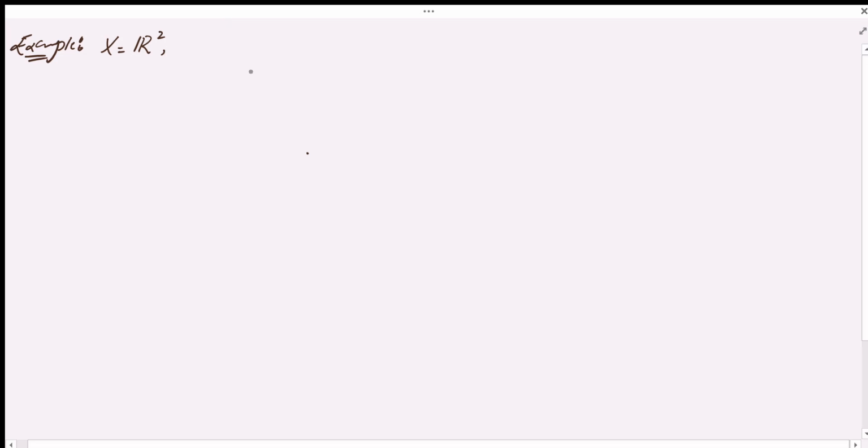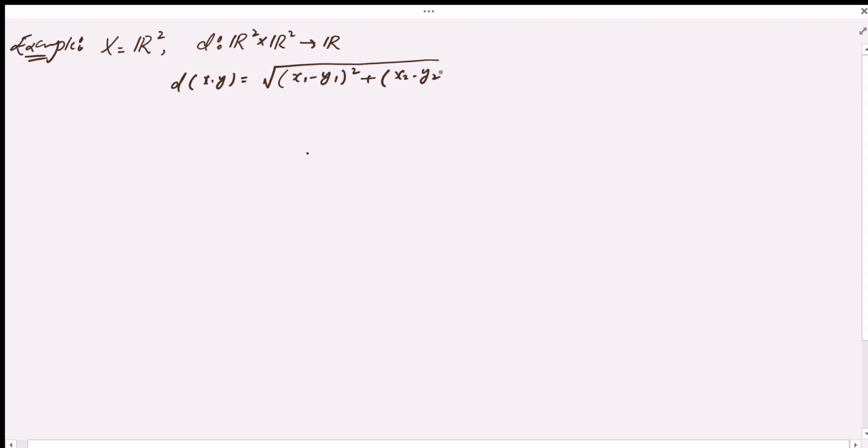Hi students, let us discuss another example in metric spaces. Suppose our space X is this time equal to R square, and we are defining a function d from R square cross R square to R. We define this function as d(x, y) is equal to the square root of (x1 minus y1) whole square plus (x2 minus y2) whole square.